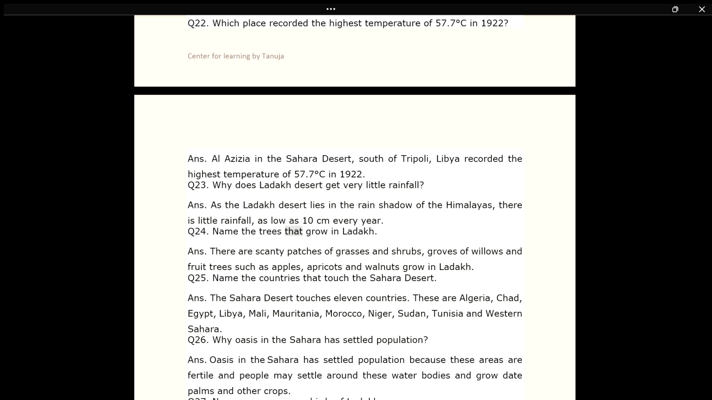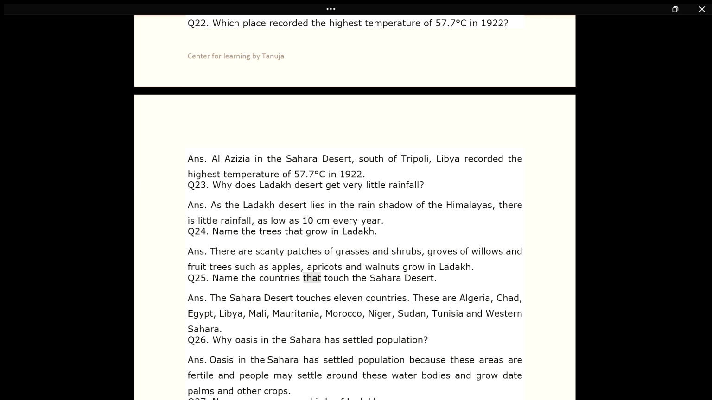Q24. Name the trees that grow in Ladakh. Ans. There are scanty patches of grasses and shrubs, groves of willows and fruit trees such as apples, apricots and walnuts grow in Ladakh.